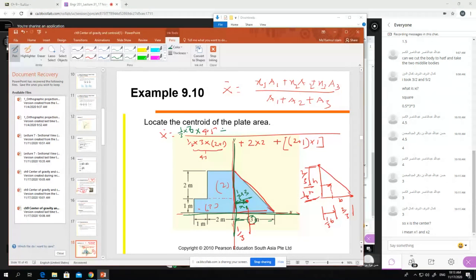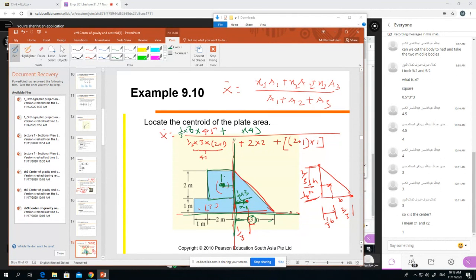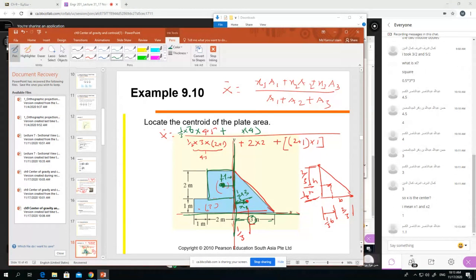Then plus section 2. Section 2 area is how much? 2 into 2, we already calculated. Area is 4. And what is the x2? Remember, x2 is from the axis, it is the center, right? Center is 1, since this is 2 meters. But remember, this side is positive and this side is negative, so it will be -1.